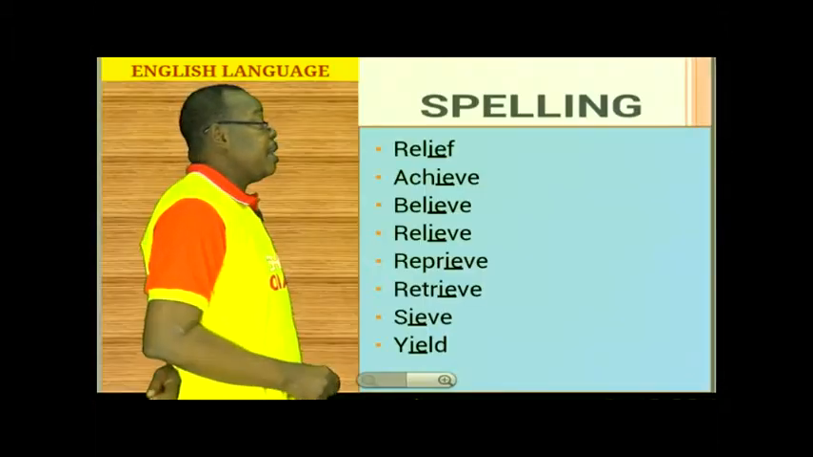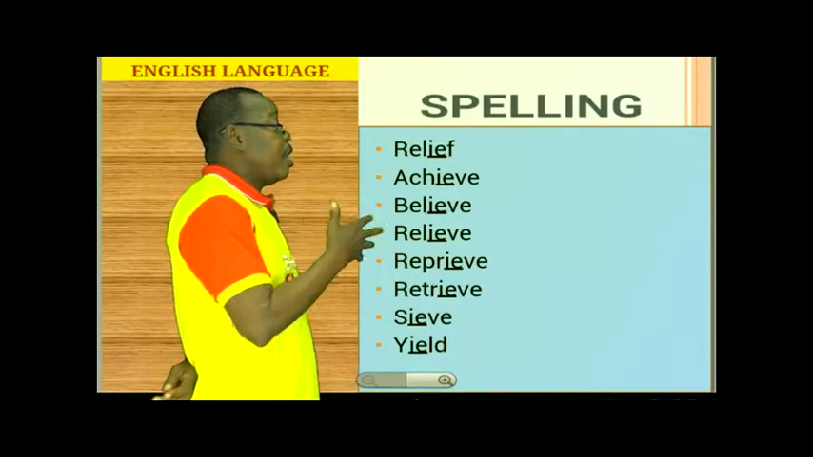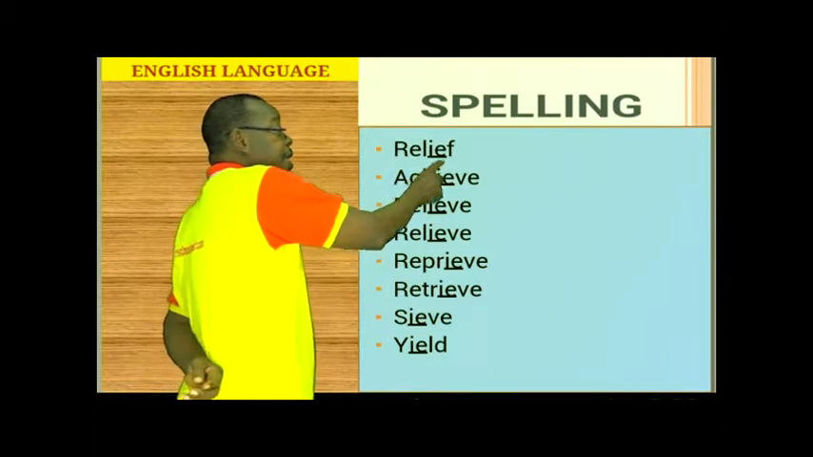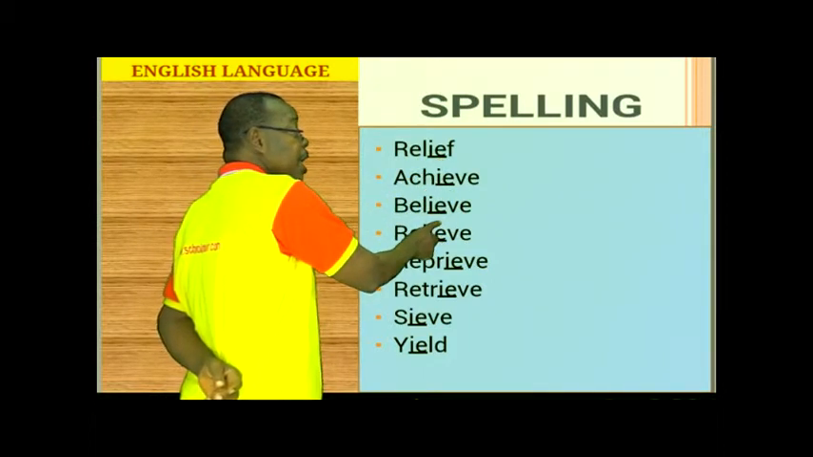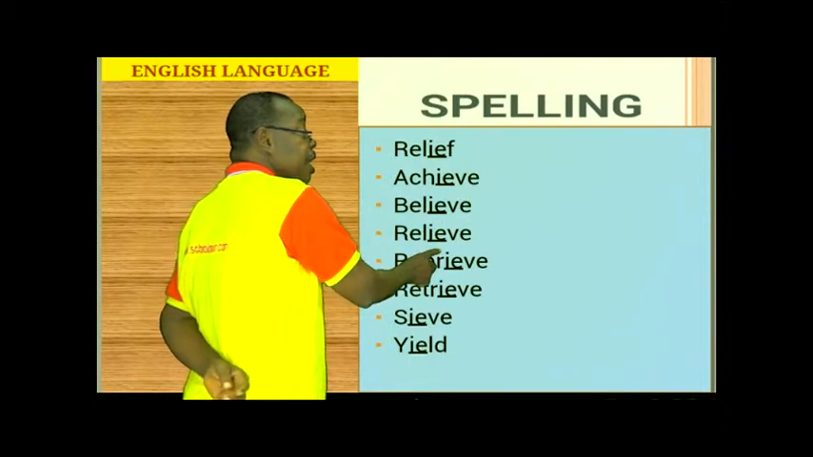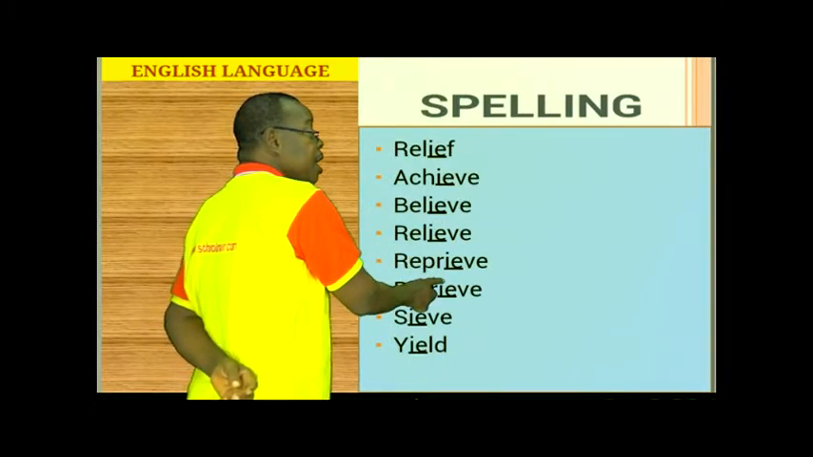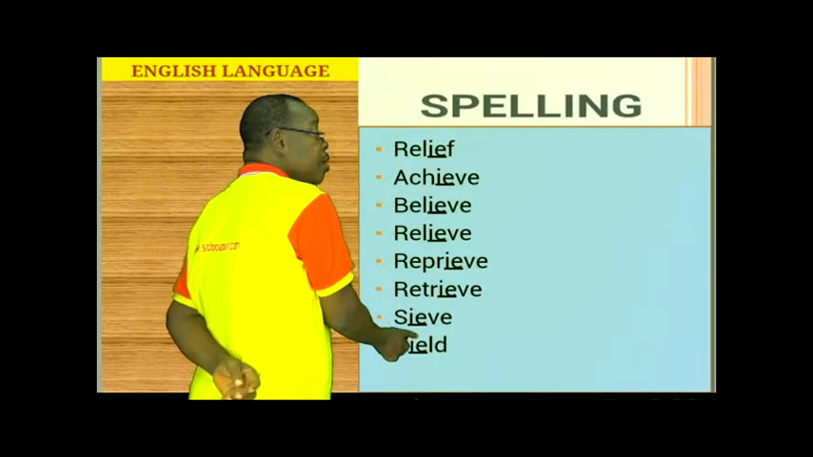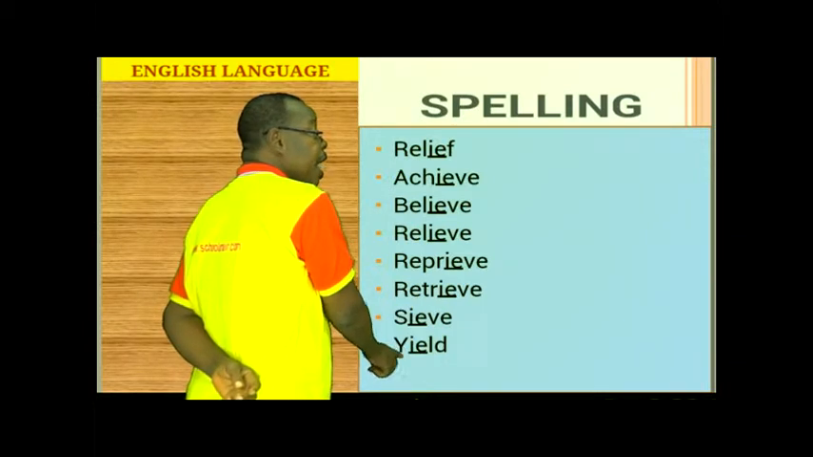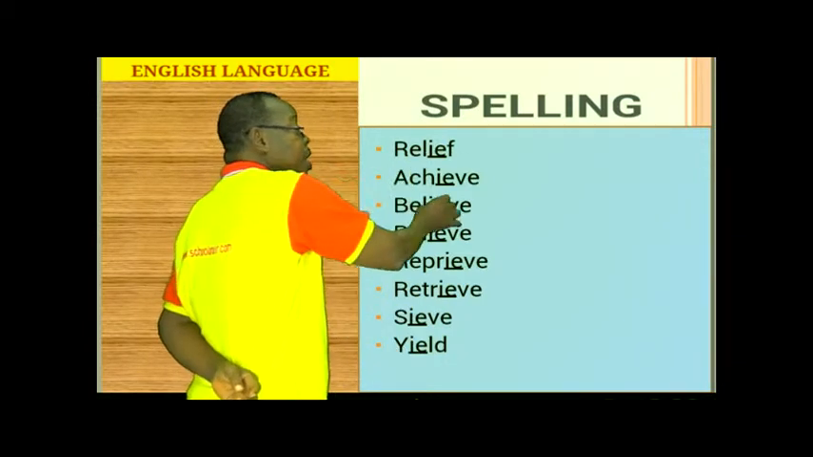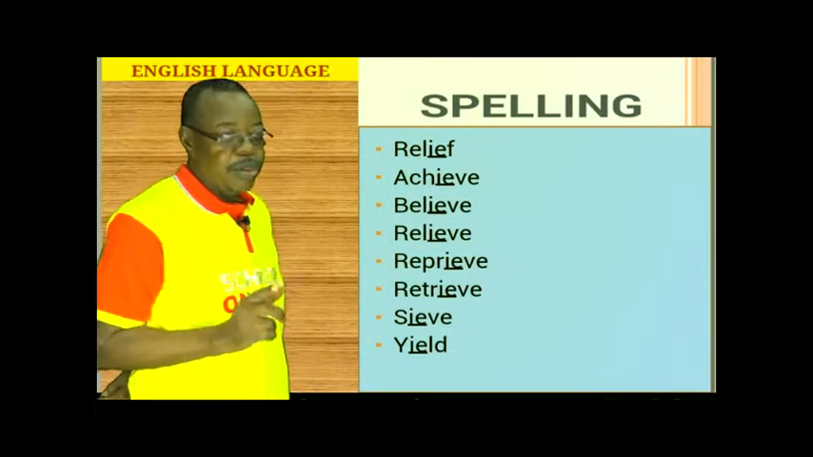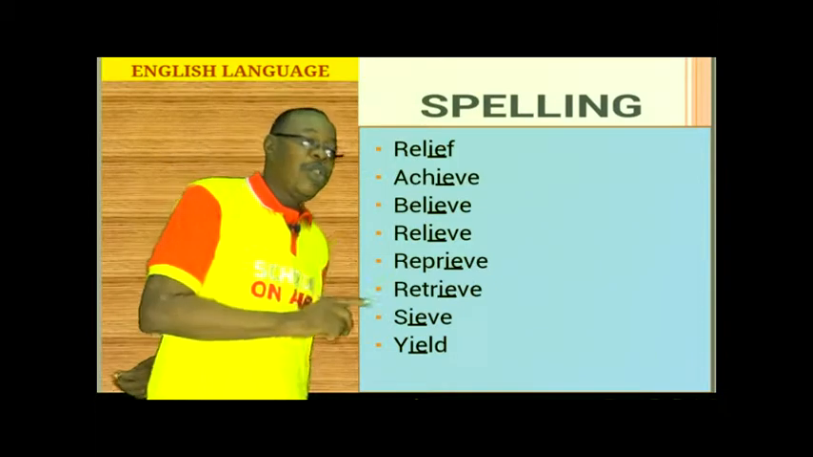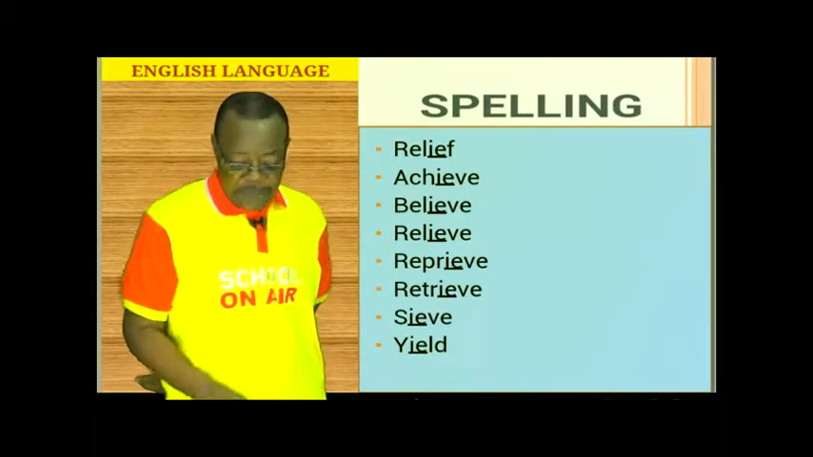So let's go ahead. Now, look at the following words on the board again. You see that it is still IE. You have IE in relief. You have IE, retrieve, you have IE, you have IE, you have IE. All the words, IE. Take note that you are not using E for I or I for E.